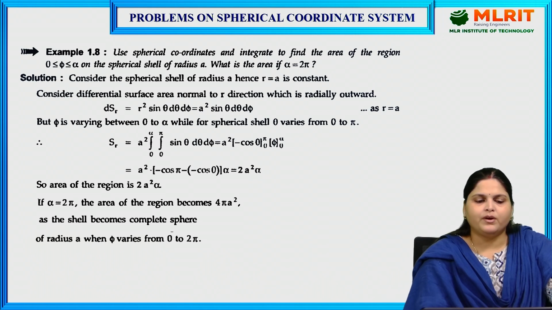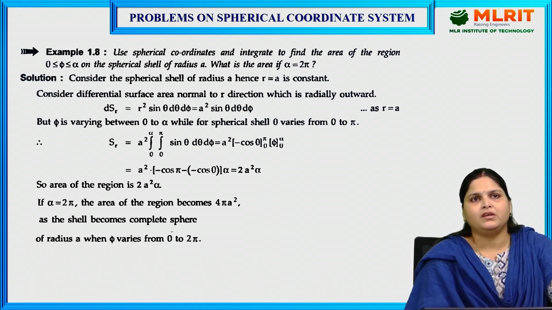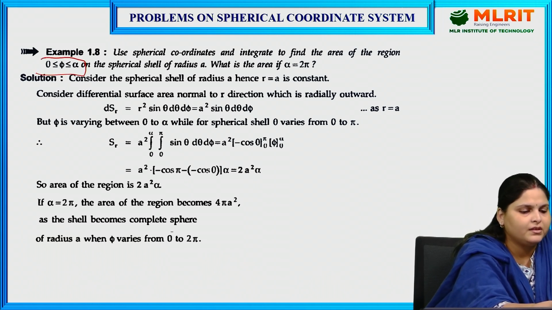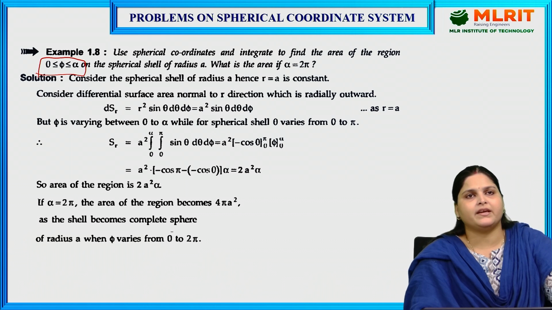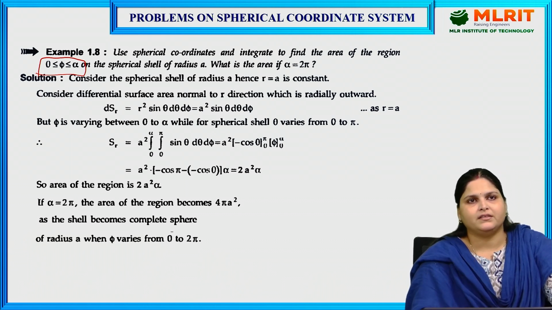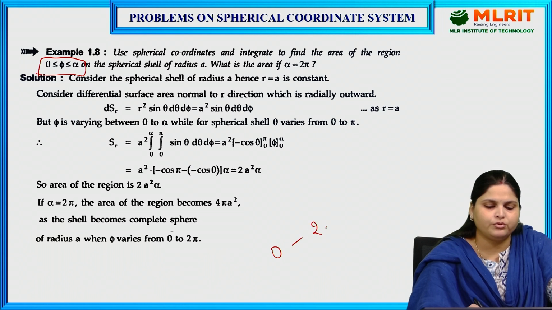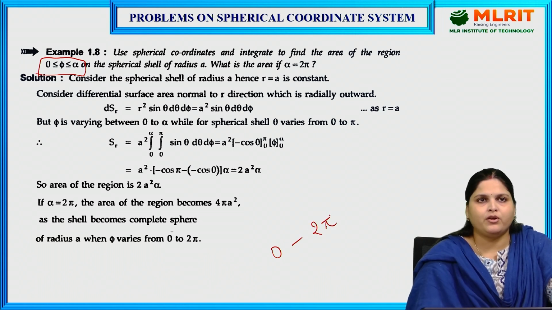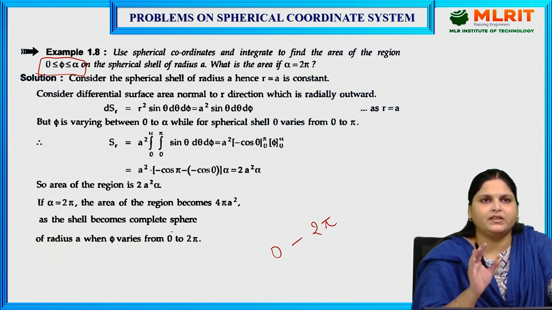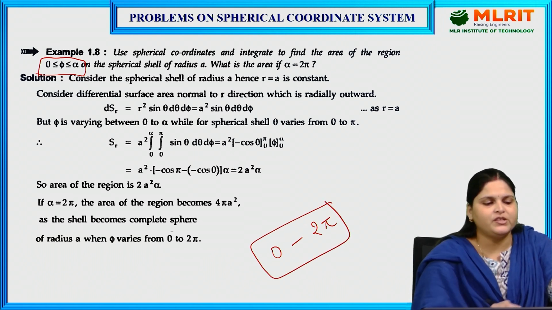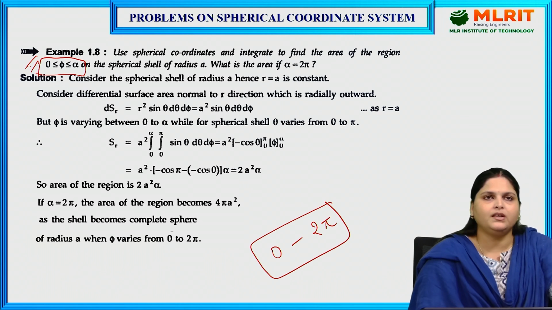For the spherical coordinate system, by using integration, we need to find the area of a region from 0 to alpha. What is this range for? This range is given for phi, the azimuthal angle. Generally, its value is from 0 to 2 pi. But as I said previously, if the range is not given in the question, we always consider this range. But if it is given in the question, we have to consider the range given in the question. So its range is given as 0 to alpha.